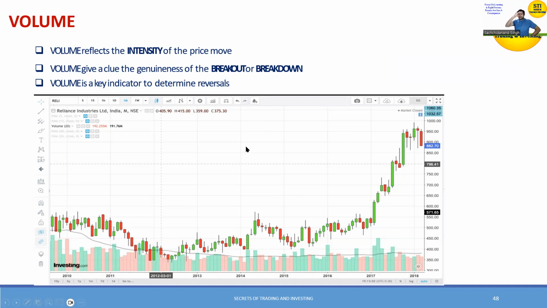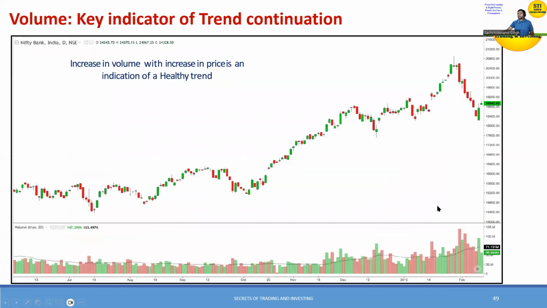Okay, so if a long-term resistance is breaking or a long-term support is breaking, and at the same time volume is also high, it gives better conviction that whatever price movement is happening is genuine proof. At the same time, it also gives an indication to determine the reversal. How? That we will learn when we learn about the implementation. Okay. So an increase in volume with an increase in price is an indication of a healthy trend. That is what we said: if the price is increasing and the volume is also increasing, that means something realistic is happening in the market.